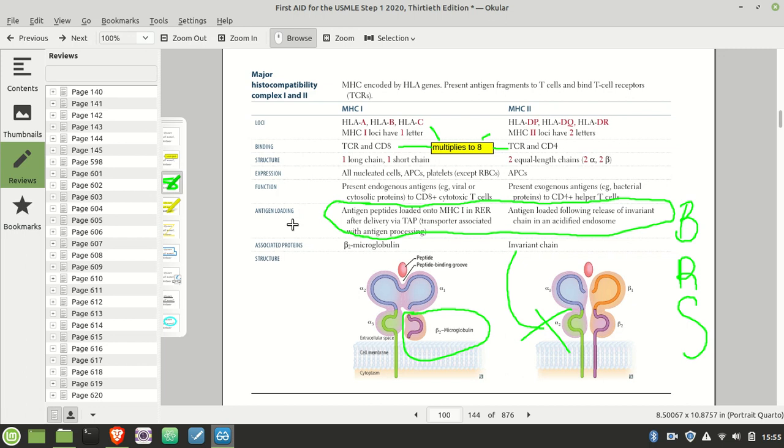Alright, so what do they tell you? I'll just read this really quickly because then I'll show you a cool little image. MHC2, antigen is loaded after the release of the invariant chain, after the release of the invariant chain in an endosome. And here it says, loaded in the rough endoplasmic reticulum after transport-associated protein processing. Okay, let's look at this.